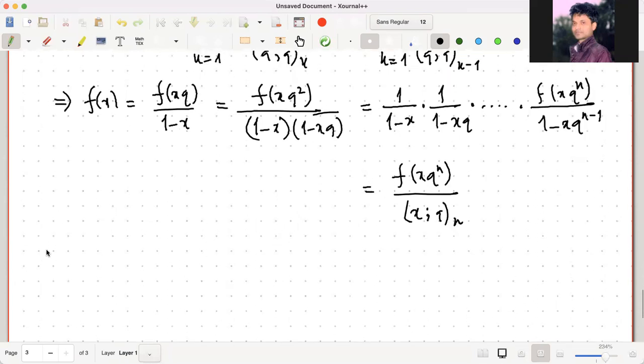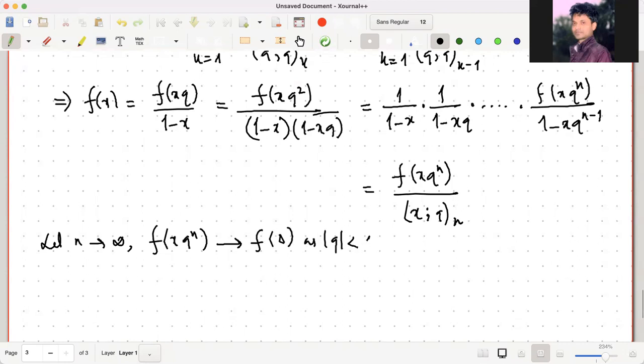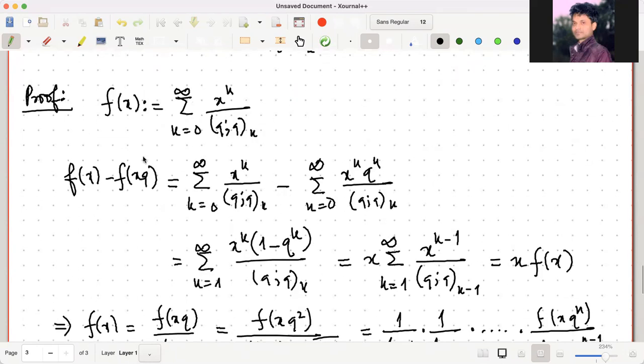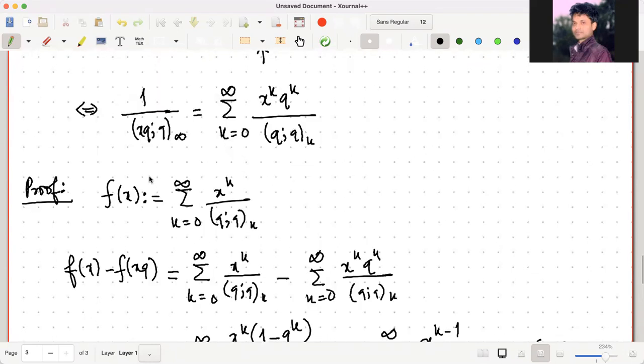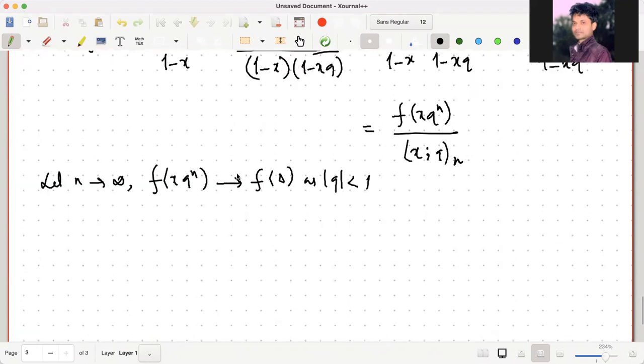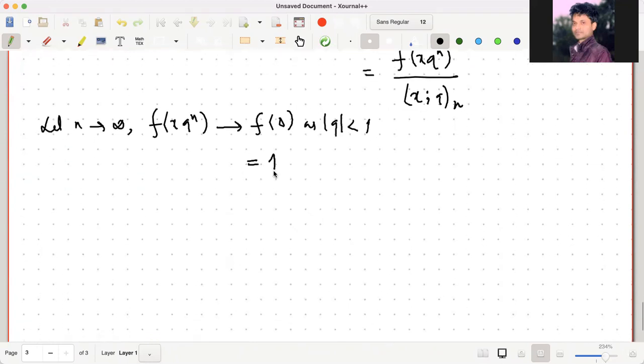Now let n tend to infinity, then this f(xq to the n) is going to actually f(0) as q is less than 1. So if you look here, xq to the n was this quantity. So this is just going to f(0). And f(0), if you evaluate, is just equal to 1. So that means I have now that f(x) is equal to 1 over (x; q) infinity. Okay. So this was what we wanted to prove.